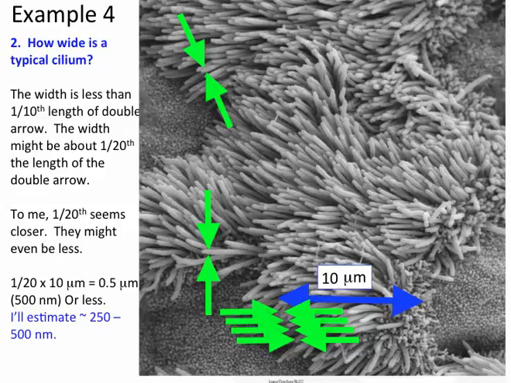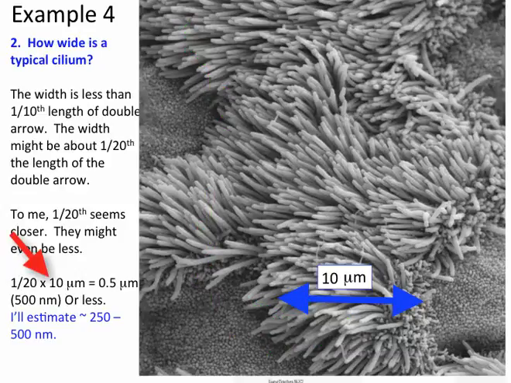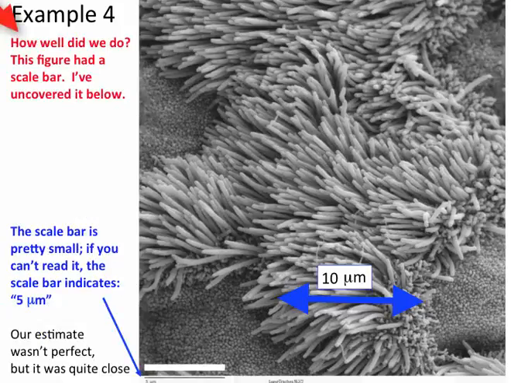To me, if I added up about 20 of those tips, it might get there, but they might even be less. So 1/20th times 10 microns equals 0.5 microns, 500 nanometers or less. I'll estimate about 250 to 500 nanometers. How well did we do?